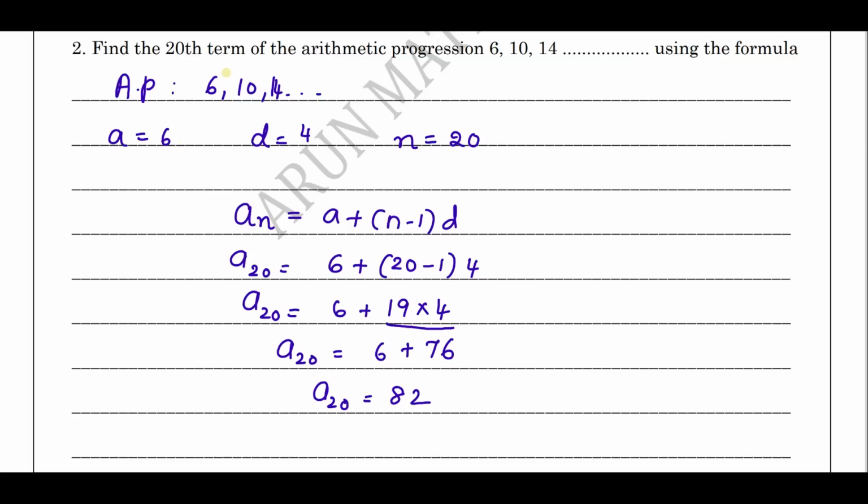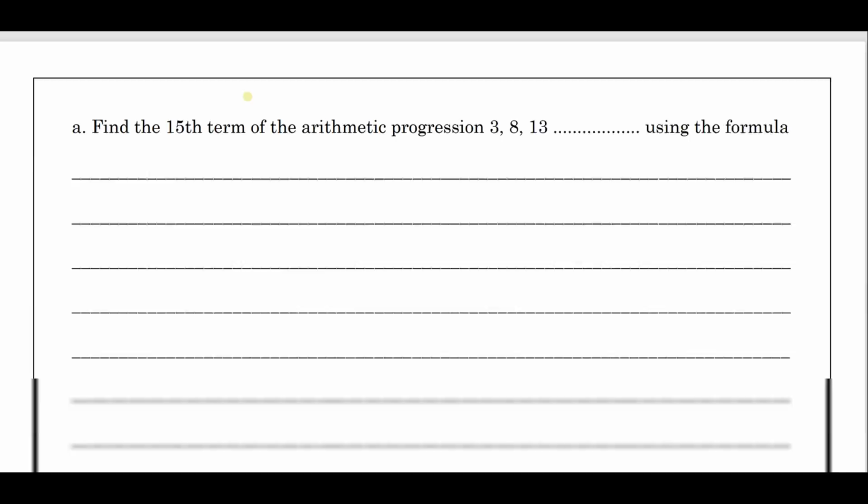Similarly, dear students, the first step is to write down the given AP, then find out the first term, then find out the common difference, and the n value will be there in the question itself. Try to substitute all these values and simplify it. You will get a simple 2-mark question.